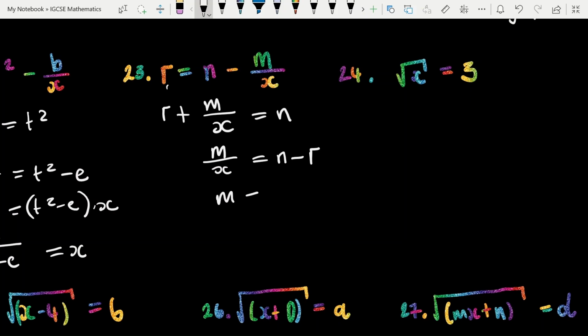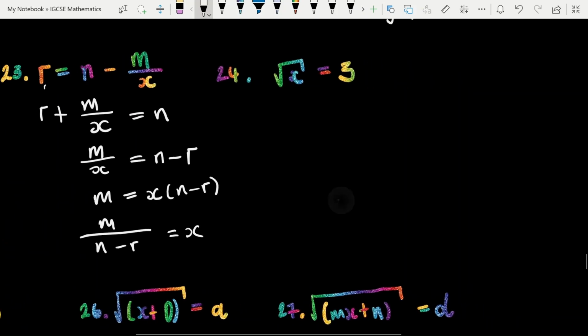So m will now be equal to, I take x to the other side because he's the denominator, x multiplying n minus r. Okay? Then now I can make x the subject by taking everything which is not x to the other side. That's n minus r. It goes to the other side. So m over n minus r is equal to x. You are done. Number 24.